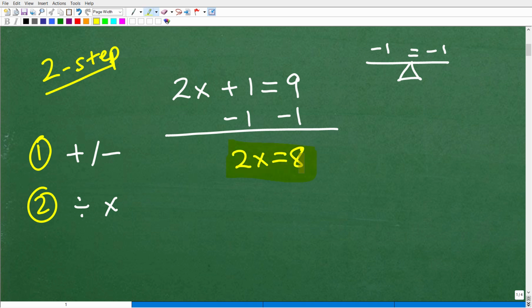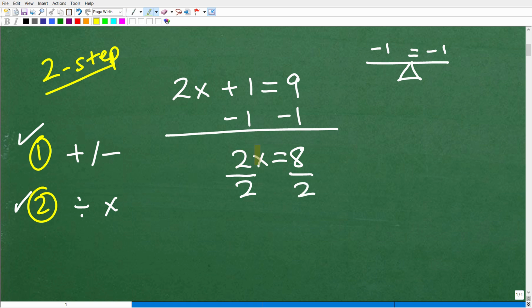So now at this point, this is a nice one-step equation. Okay, so we just added or subtracted. That was our first step. We subtracted 1 from both sides of the equation. And so now our second step is we want to either divide or multiply something by both sides of the equation. In this case, we're going to go ahead and divide both sides of the equation by 2.